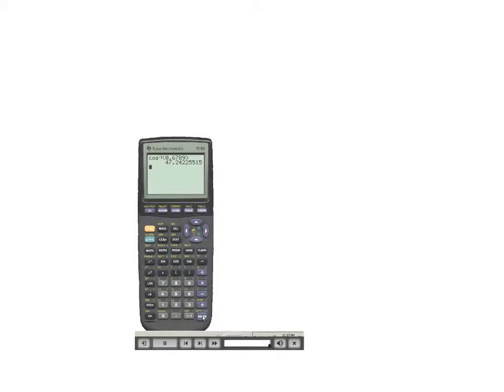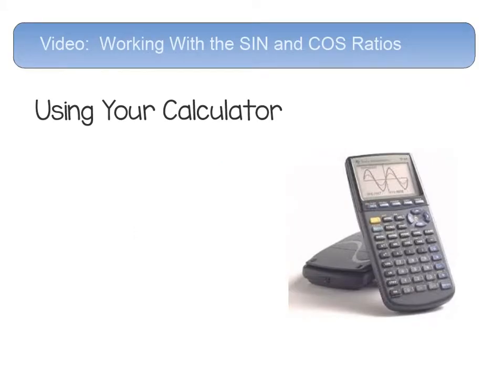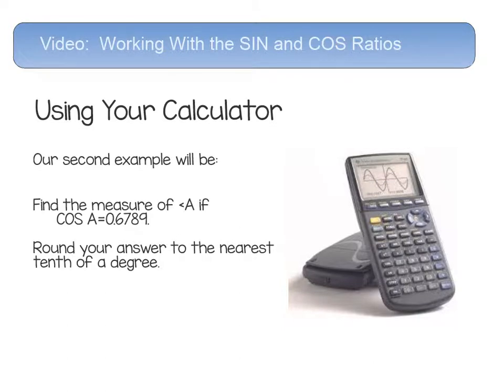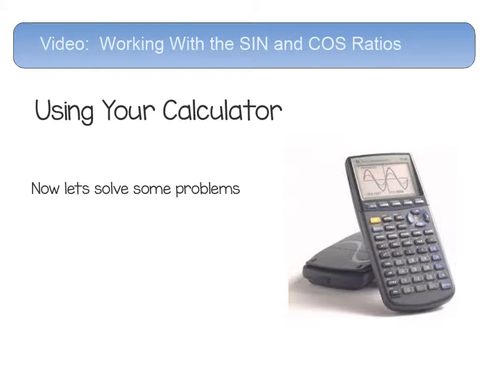Remember, inverse function. Now the answer for our second example, find the measure of angle A if cos A is 0.6789. The answer rounded to the tenth of a degree is 47.2. Now let's solve some problems.